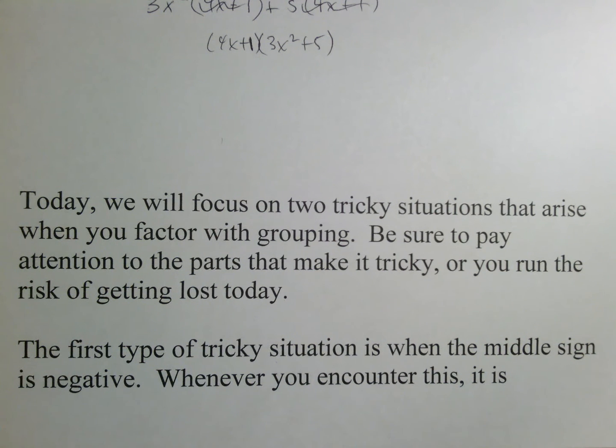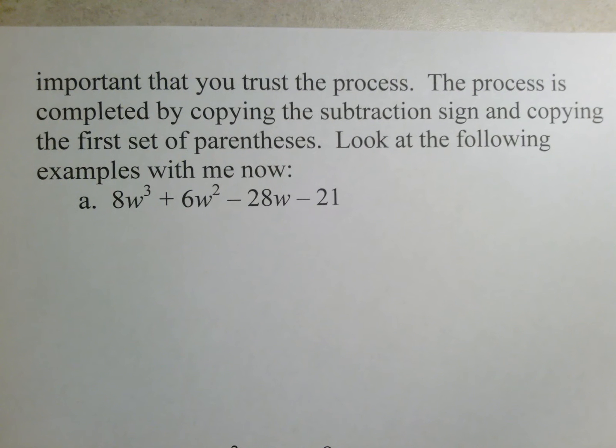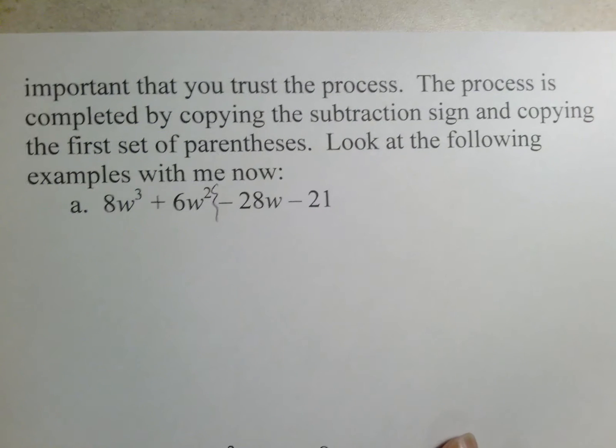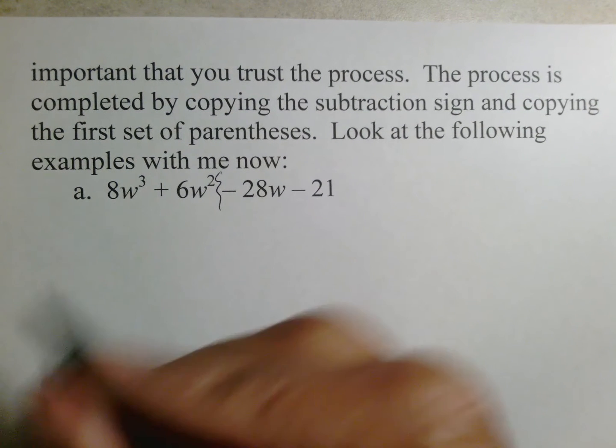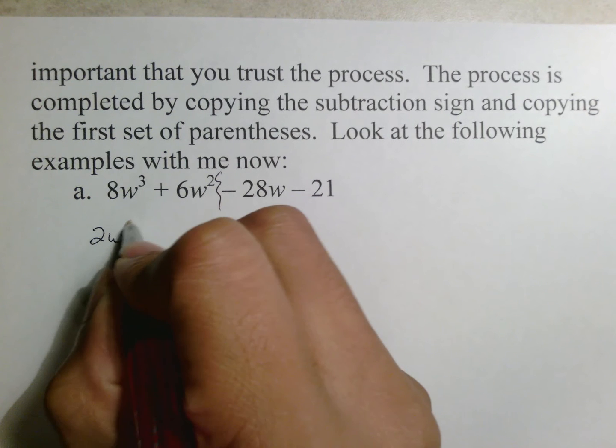So the first type of tricky problem is whenever the middle sign is negative. Whenever you encounter this, it is important that you trust the process. The process is completed by copying the subtraction sign and copying the first set of parentheses. Again, it looks weird, but if you trust the process, if you got answers yesterday, you know that the process works. Here we can divide both of these by 2, and we can take off 2 w's.